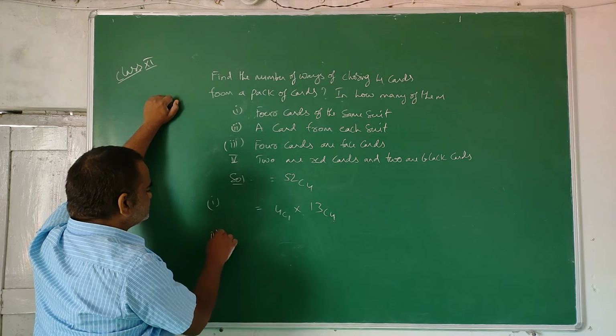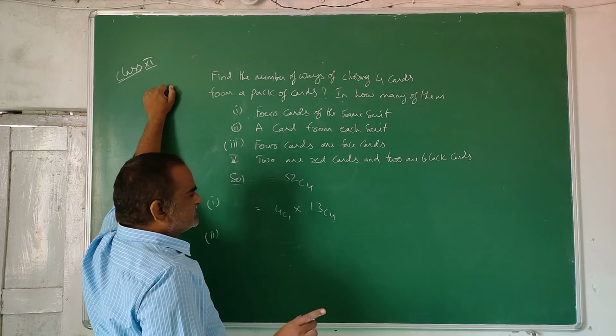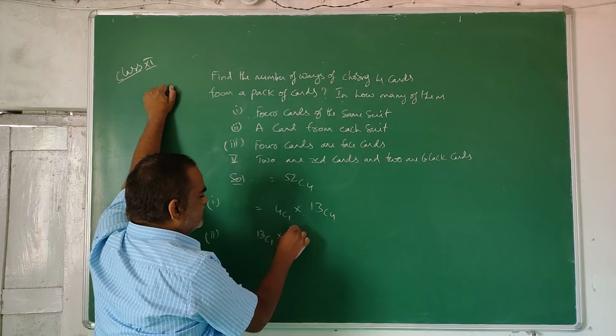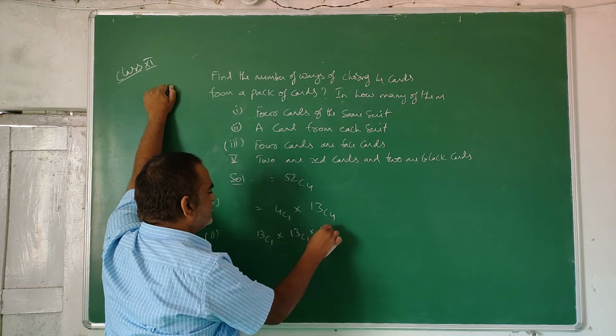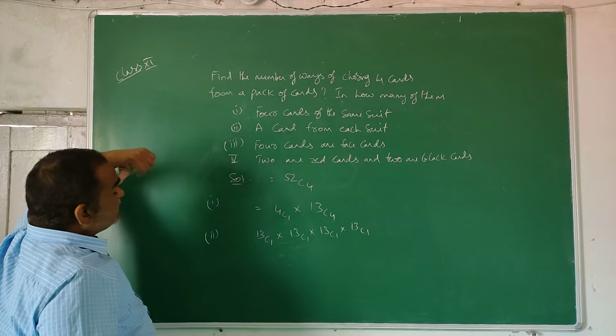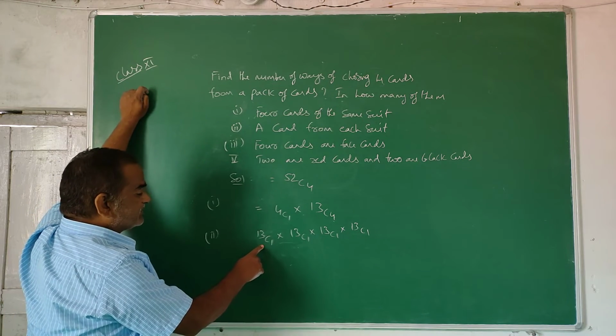Second, a card from each suit. From each suit, you have to get 1 card. So 13C1 into 13C1 into 13C1 into 13C1, because there are 4 suits. So from each suit, you have to choose 1. So this is the answer.